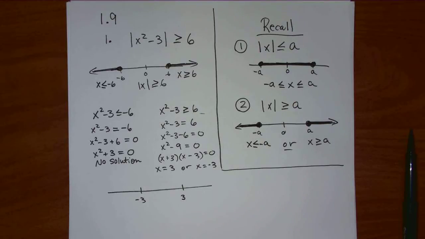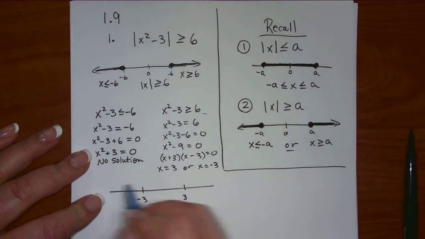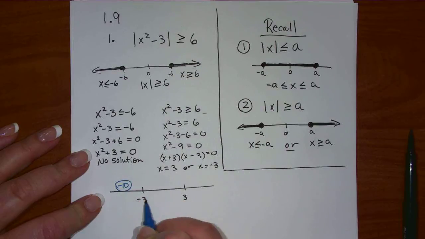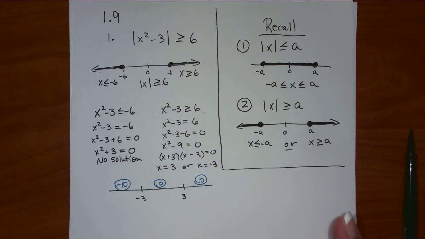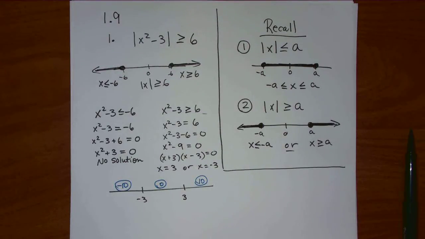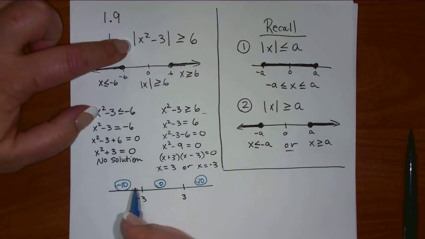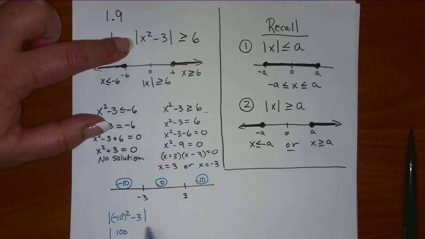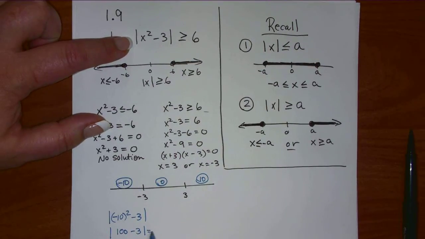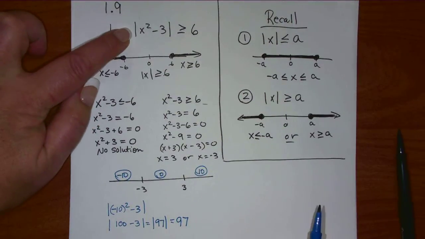What did we do? Pick a number less than -3. Let's go -10. Between -3 and 3, 1, 0. And bigger than 3, 10. What do we test those in? The original. And we're seeing if it works or doesn't work, a check mark or an X. So if we plug -10 in, -10 squared is 100. 100 minus 3, so that's 97. Absolute value of 97 is 97. Is that bigger than 6? Yeah.